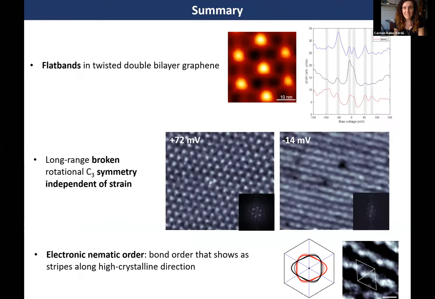And with that, I would like just to summarize. So we observe flat bands in twisted double bilayer graphene that for certain conditions of energy and doping show broken rotational symmetry. We didn't find any relation with the strain, which is extremely small in our sample. And we understand this in terms of electronic nematic order, where bond order arises as some charge redistribution within the unit cell that we observe as stripes in the local density of states.